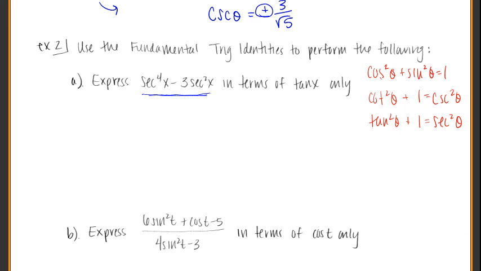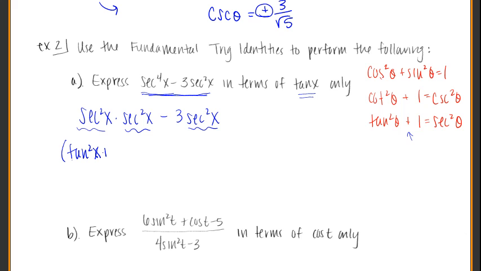So with this first one here in A, I want to figure out what I can replace all my secants with, to where what stays behind is hopefully a tangent, because I just want it all in terms of tangent. The third identity says I can replace secant squared with tangent squared plus 1. I don't have a secant squared in this first one, I have a secant to the 4th. But I can write it as secant squared x times secant squared x minus 3 secant squared x. So all three of these, I can replace with tangent squared x plus 1. So I have tangent squared x plus 1 times tangent squared x plus 1 minus 3 times tangent squared x plus 1.